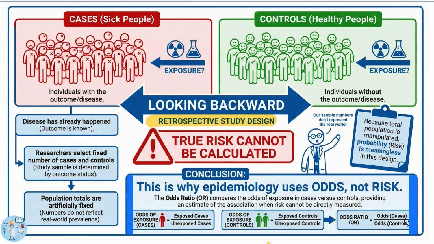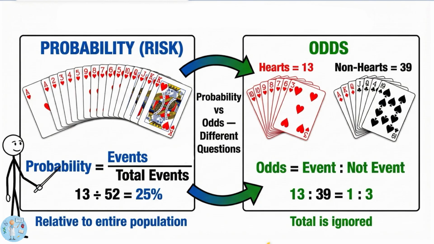And that backward-looking approach is precisely why we need the odds ratio. To understand why, we have to pause and unlearn the concept of probability or risk that most of us are familiar with. Okay, let's do it. Let's unpack this using that analogy everyone knows, a deck of cards. So tell us how probability works in that scenario.